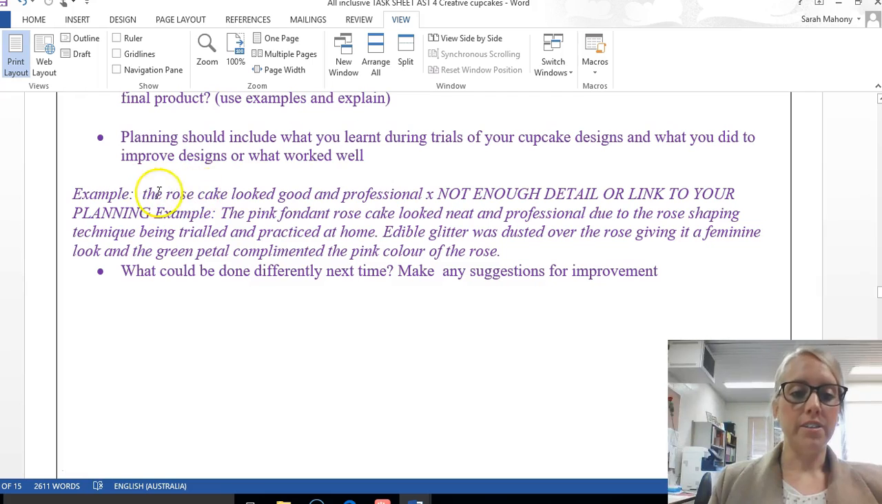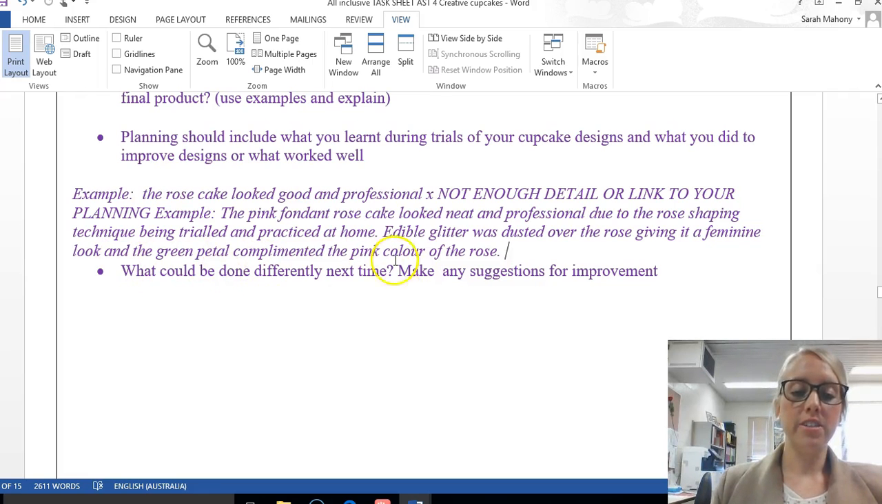A bad example is the rose cake looked good and professional. I've heard that plenty of times, but that actually does not give any sort of depth or detail. It doesn't link to your planning either. Instead, you might say the pink fondant rose cake looked neat and professional due to the rose shaping technique being trialled and practiced at home. Edible glitter was dusted over the rose, giving it a feminine look, and the green petal complemented the pink colour of the rose. Okay, so this example has gone on to explain why it looked professional and it looked neat.